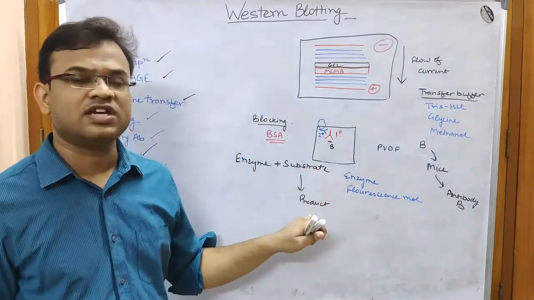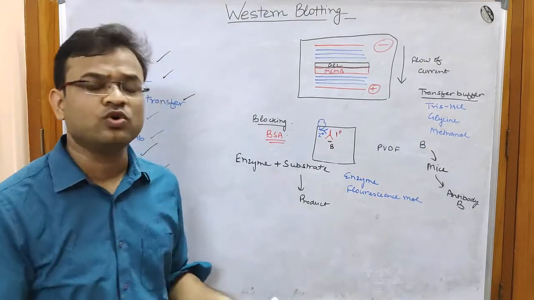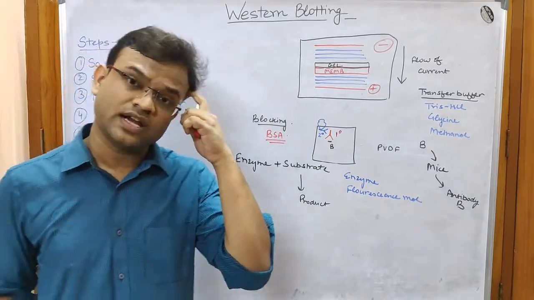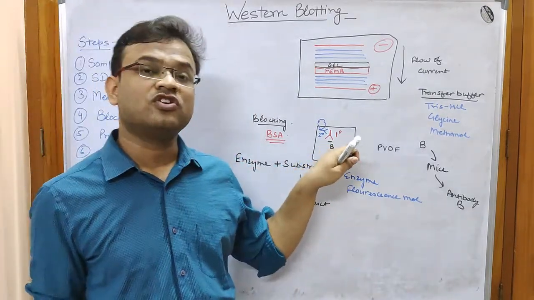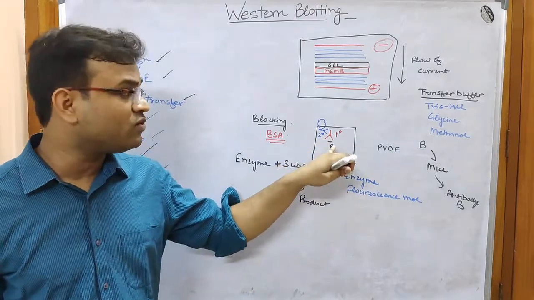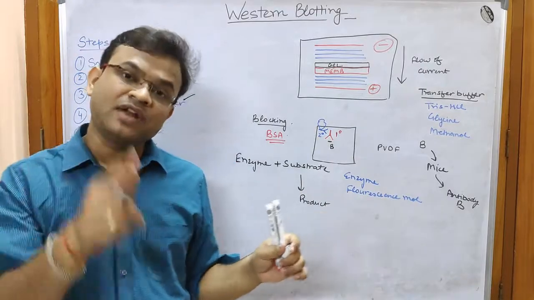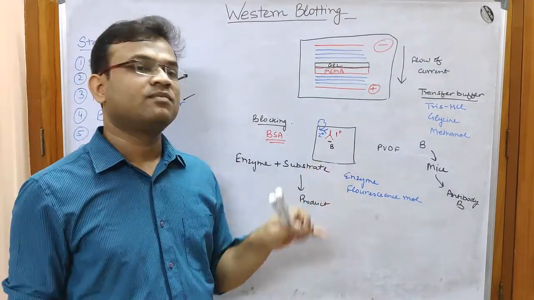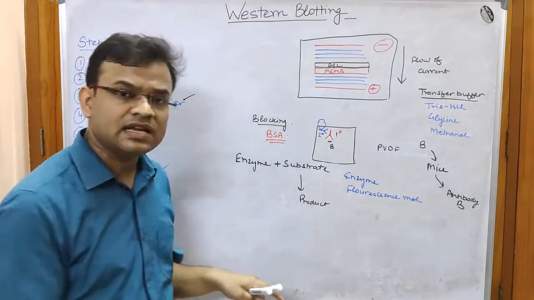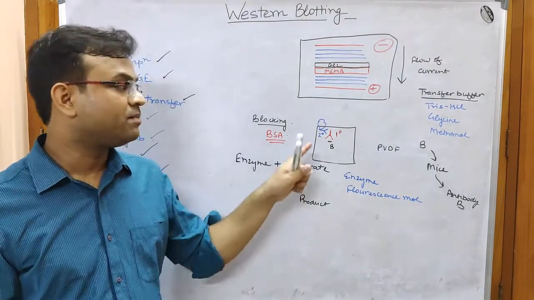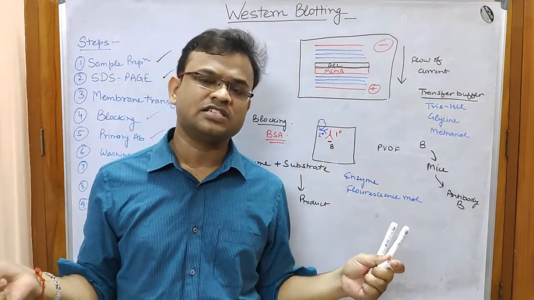So if the color change is seen, suppose the color was blue initially and then the color changes to red, what will you get to know? That our protein of interest was present. Only then the secondary antibody would be present, and the secondary antibody, if present, would be bound to the primary antibody, and the primary antibody would only be present if protein B would be present. So it directly means if the color is seen, it would mean that our protein of interest is present.